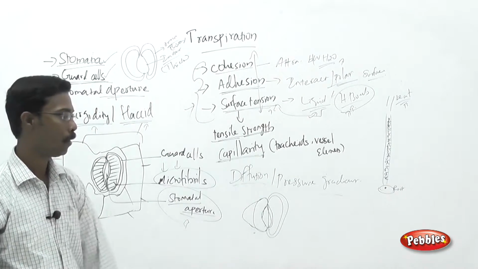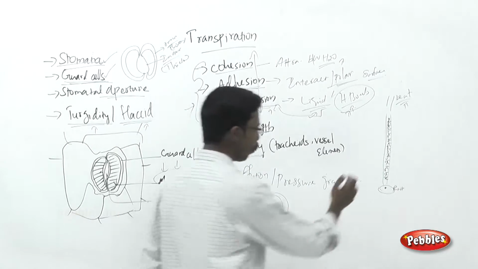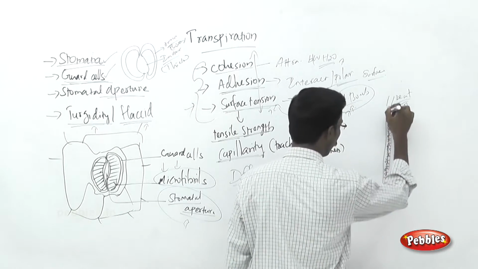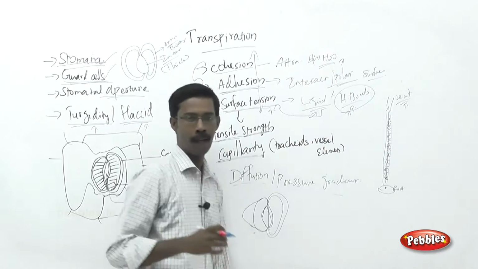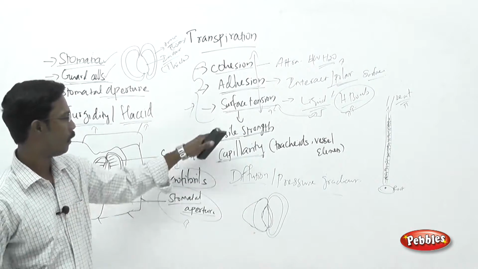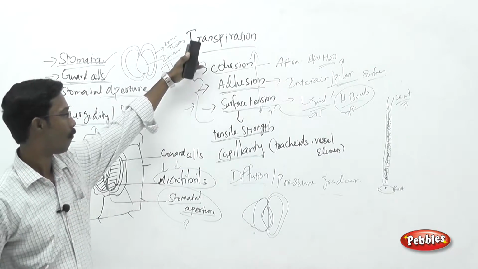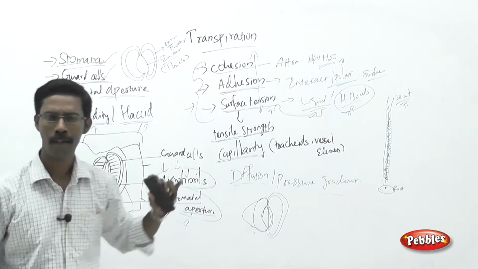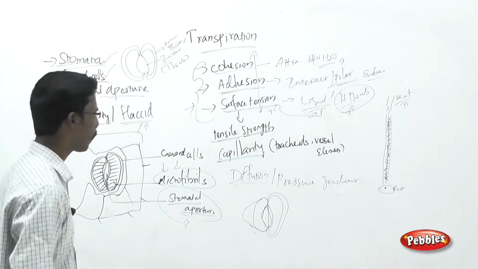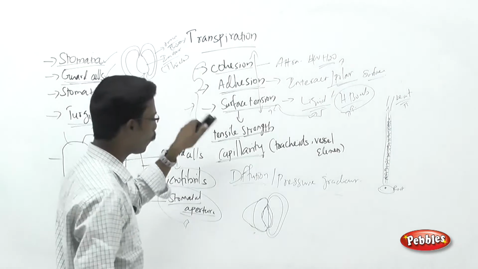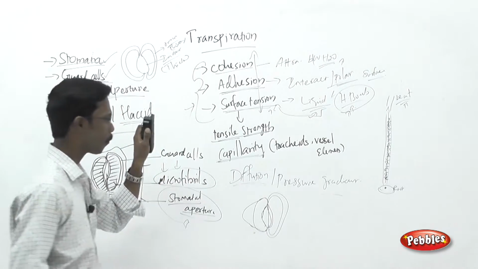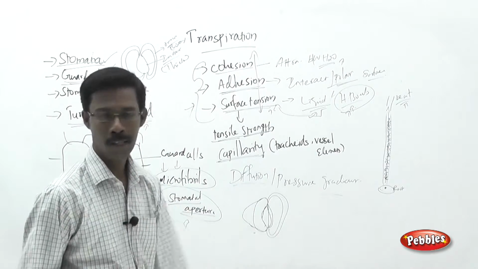And capillarity means the capillaries. Through the capillaries it can move from one place to another place. This property is called capillarity of water, and these two properties are created by the factors of cohesion, adhesion and surface tension of the water. This is what you have to remember about the properties of water for transpiration.